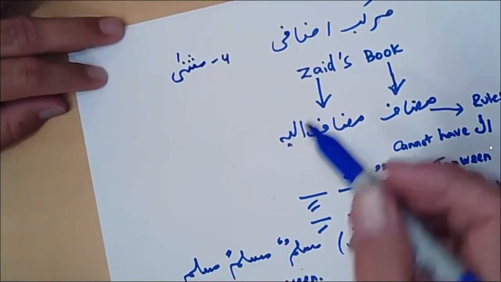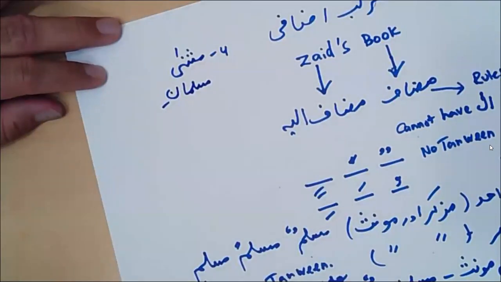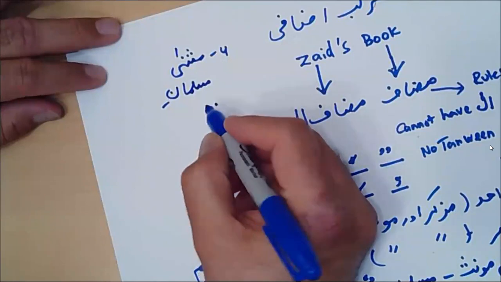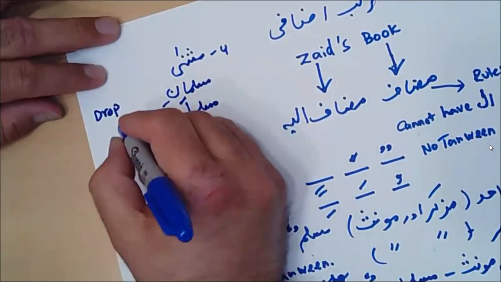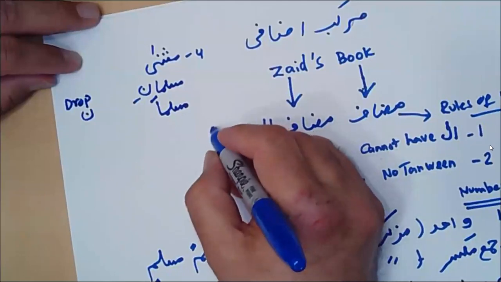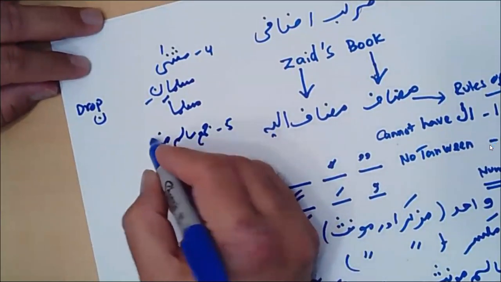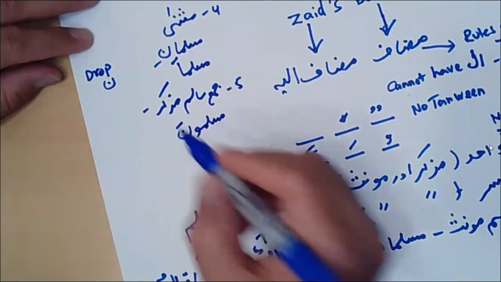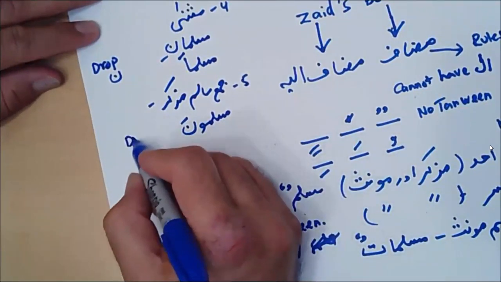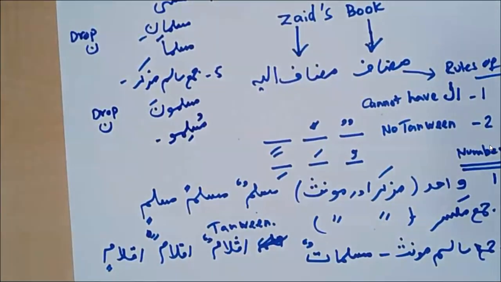Dual. So in musanna, the rule is if the noun or the mudaf is musanna, for example, if I say muslimani, then we will drop the noon. It will become muslima. Drop noon. Number five, then anything left is jama salim muzakkar. That's what's left, right? So jama salim muzakkar will be muslimuna. When we drop the noon, it becomes muslimu. Making sense?